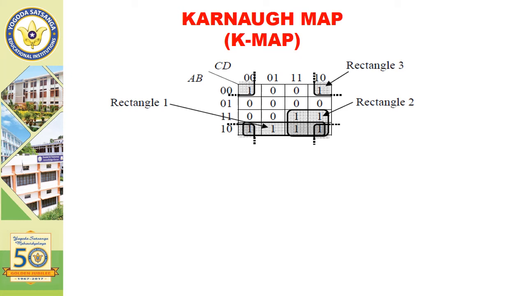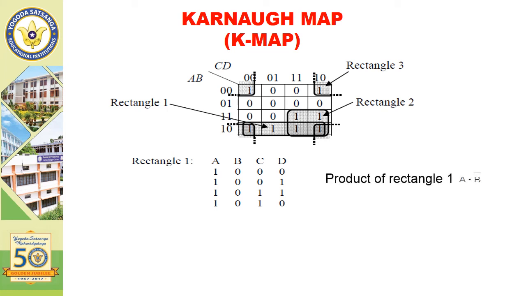Here after grouping we find 3 different rectangles. Rectangle 1: first the cell number is A is 1, B is 0, 0, 0. Then we have created a quad rectangle in rectangle 1.